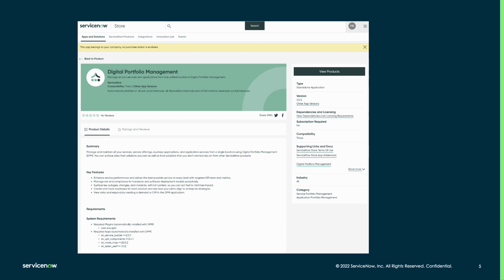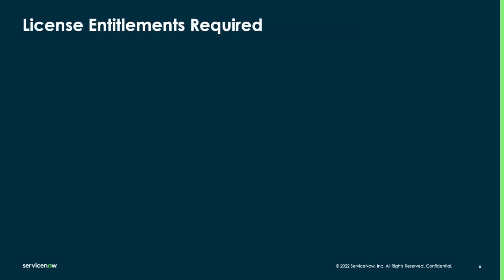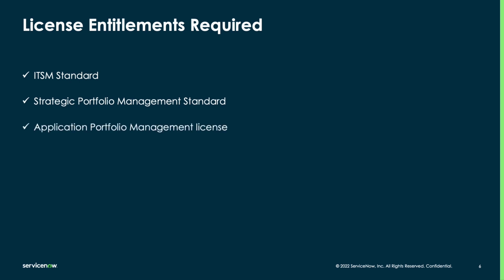First of all, we delivered DPM as a store app. So you could find it on the store, and we wanted to make it as accessible to anyone as possible. Customers who have an ITSM standard, a formerly ITBM or now an SPM standard license, or an application portfolio APM license, if you have one of those modern licenses or SKUs, you will have access to DPM on the store. Okay, so you do have to have a certain SKU. That's right, one of those.